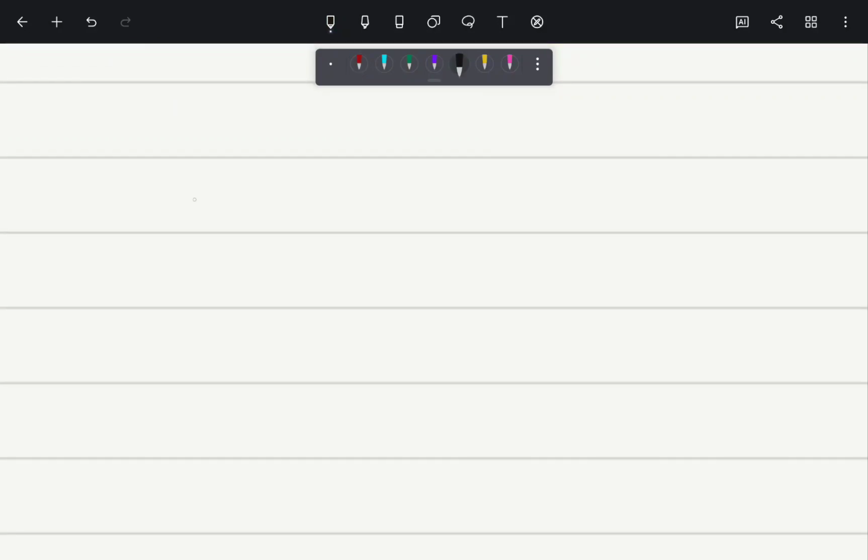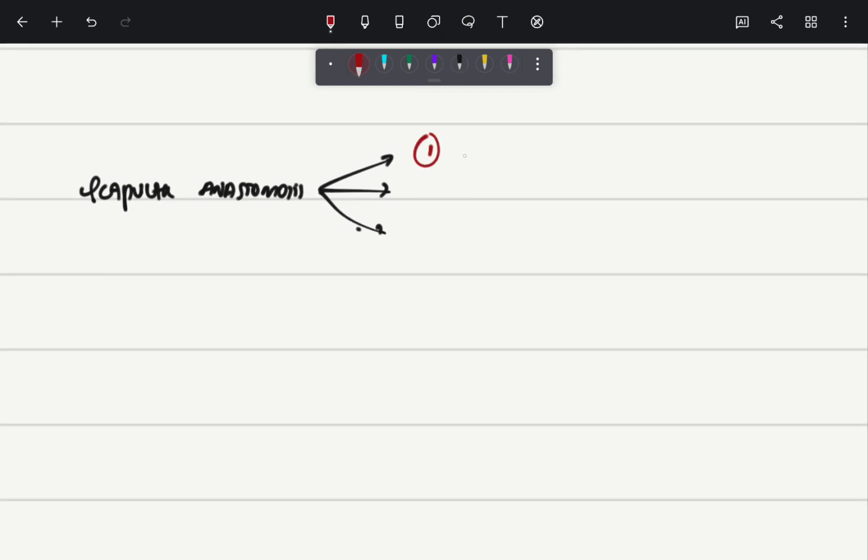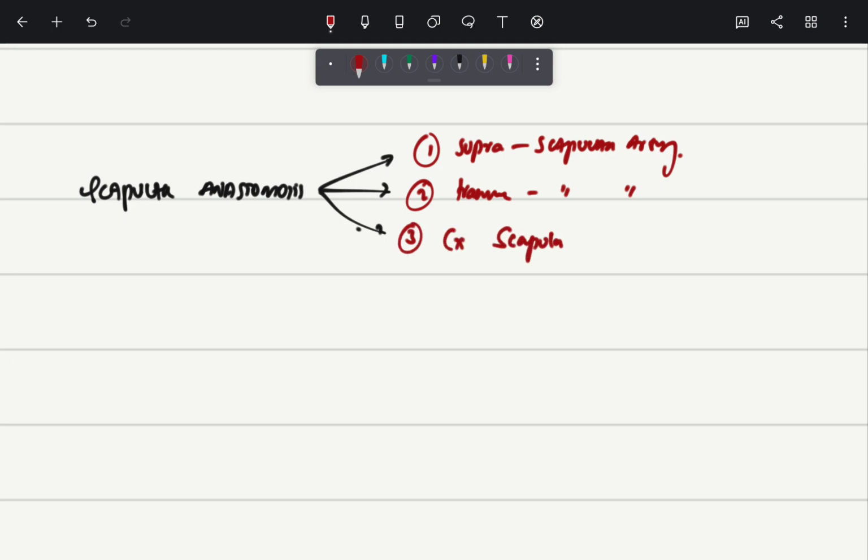So the scapular anastomosis is going to contain mainly three branches. The first one was your suprascapular artery. The second one is your transverse scapular artery. The third one is your circumflex scapular artery. I hope you are clear with this.